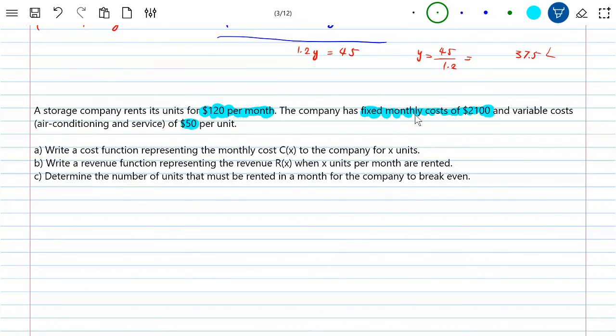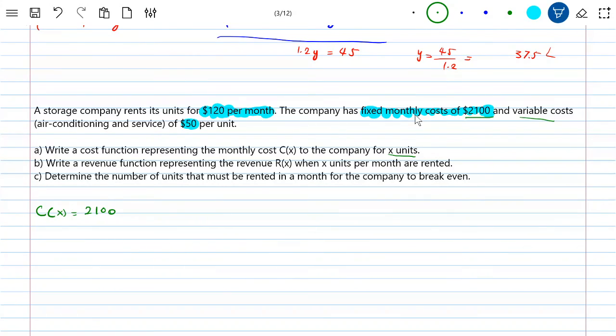First part: write a cost function that represents the amount of cost that the company has for x units. So x is the number of units. What is the cost? This is a fixed cost. You always get charged, so this is constant, 2,100. This is what you need to pay.